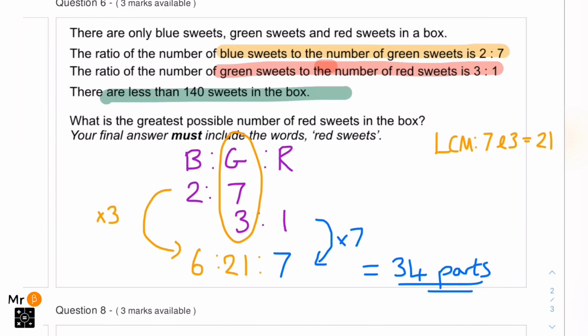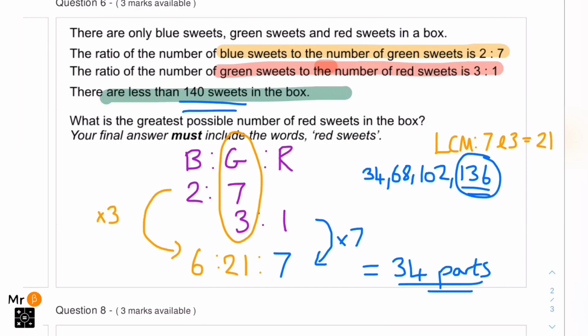So what we need to do now is write down our multiples of 34 until we get very close to this 140. So 34, 68, 102, 136. So it wants you to work out the greatest possible number. So that is why we're going to select the 136. We know it's less than 140, so we can't go any higher, and we want the greatest possible. So we want to pick the biggest one.